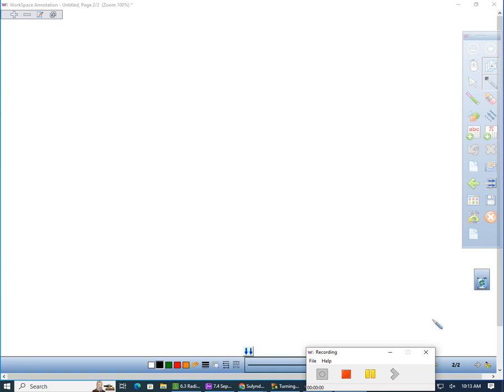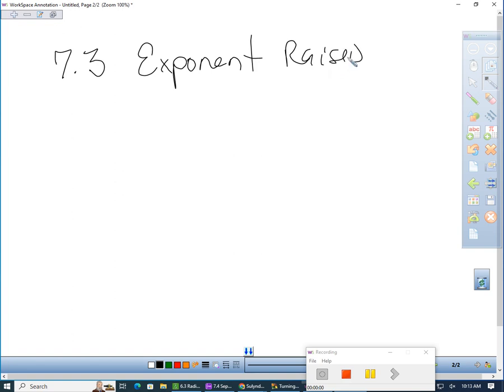On to 7.3. And for 7.3, this is an exponent raised to an exponent.